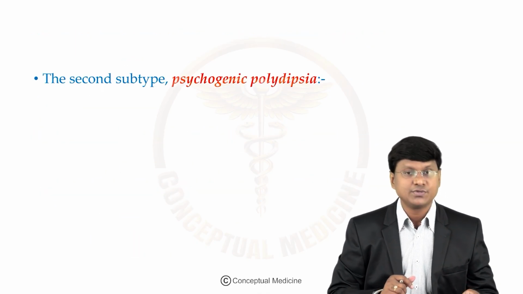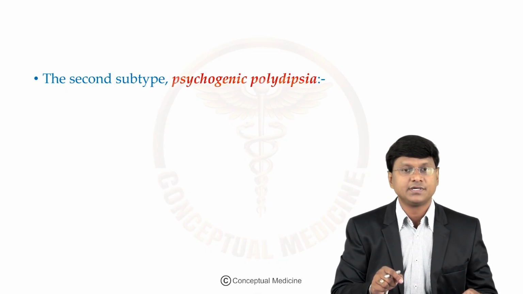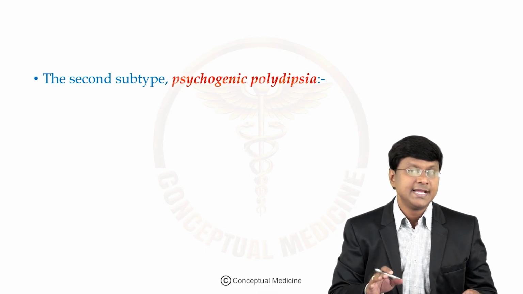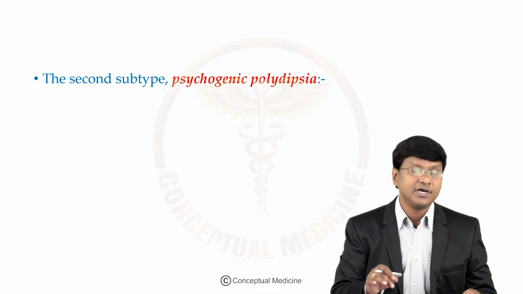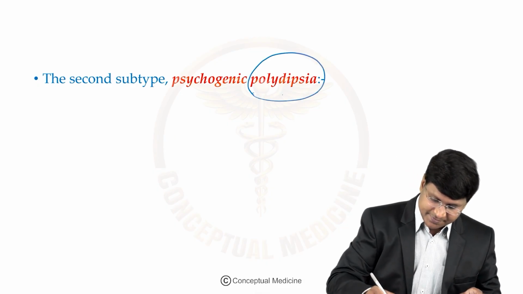Next, we have psychogenic polydipsia. See, the second subtype of the secondary deficiencies of the AVP is psychogenic polydipsia. It is not associated with thirst. And here, the polydipsia seems to be a feature of psychosis. The polydipsia is secondary to psychosis.